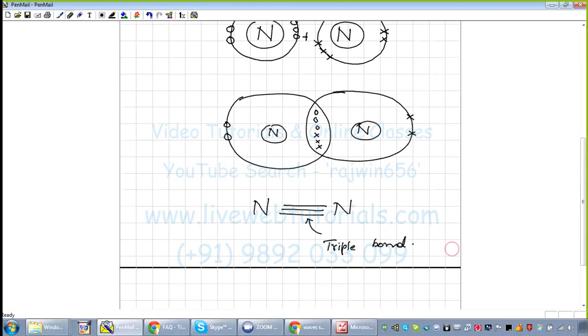Can there be 4 lines? No, a quadruple bond between 2 carbon atoms is not possible because the electronic configuration of carbon is 2,4. Okay, we'll just take the next example now.